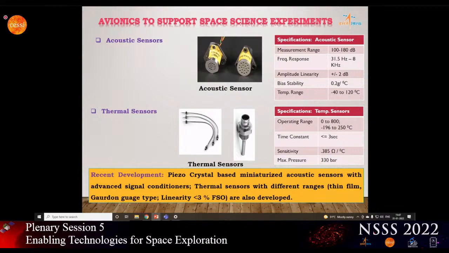Talk about the thermal sensor. Recently, we have developed a wide variety of thermal sensors with very good accuracies. You can see less than 3% of full-scale output accuracy we are able to develop with our sensors, and this all depends upon the kind of requirement by the designers, and we can provide support for their system.